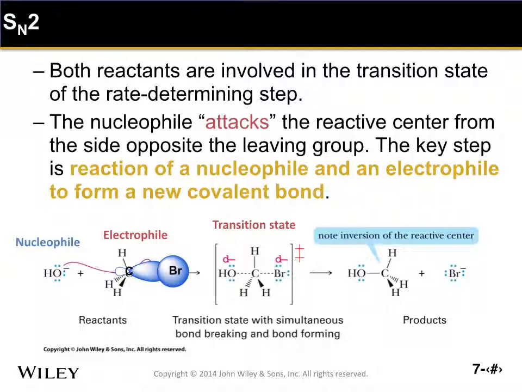And in the product, we have a small lobe that used to be a big one that bonded to the bromine. It's now small because the bromine completely left. And essentially what we've done is we've inverted that lobe so that lobe can make a bond to the hydroxide coming in.